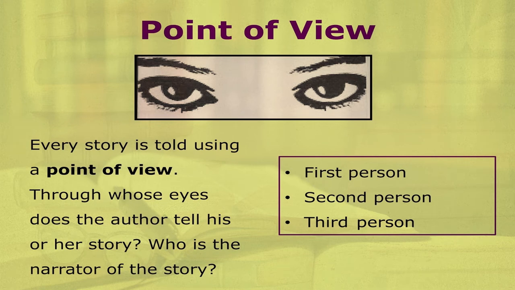1. Narrative point of view. 2. Character and characterization. 3. Setting. 4. Plot and action. And 5. Theme. Let us discuss narrative point of view.